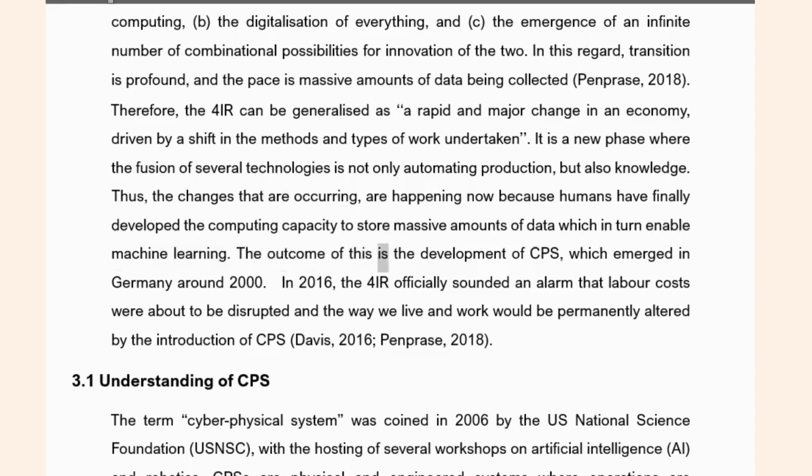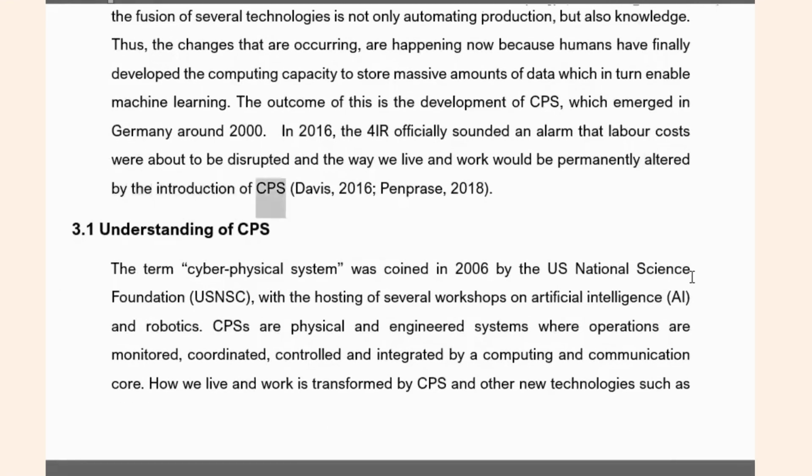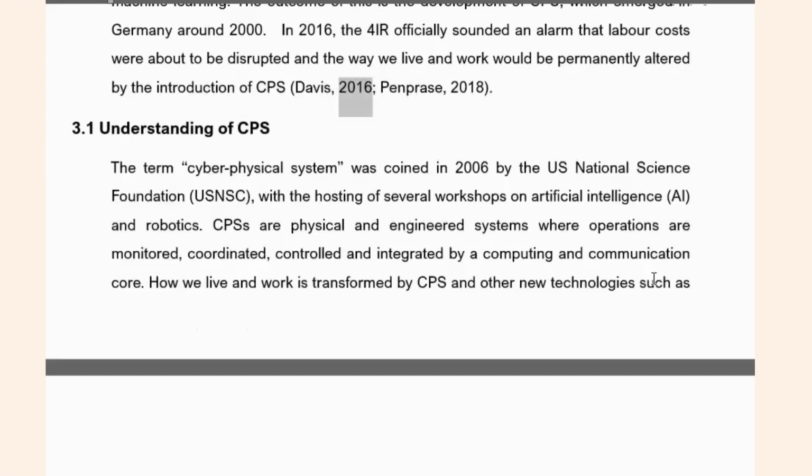The outcome of this is the development of CPS, which emerged in Germany around 2000. In 2016, the 4IR officially sounded an alarm that labor costs were about to be disrupted and the way we live and work would be permanently altered by the introduction of CPS. (Davis, 2016; Penprace, 2018).